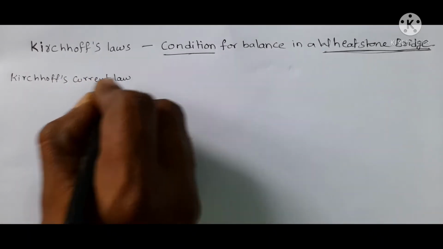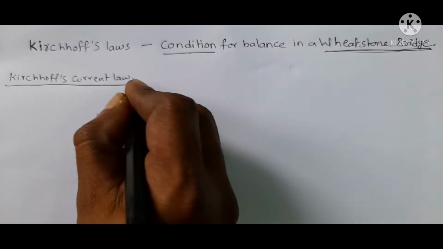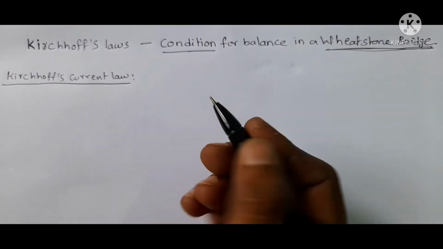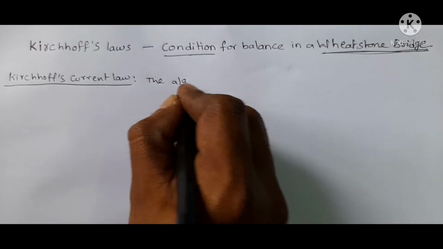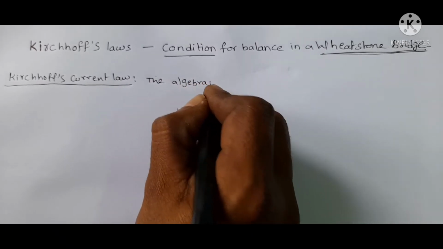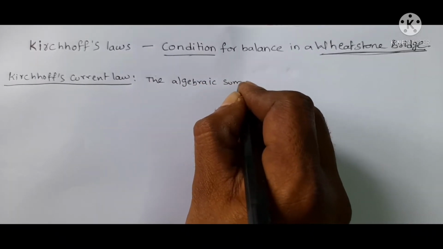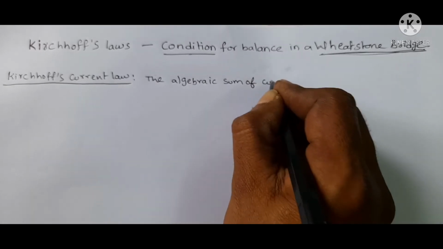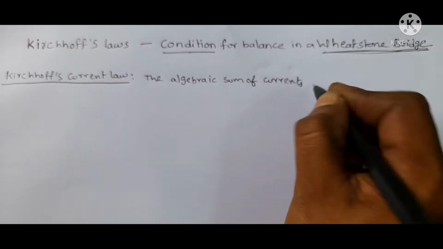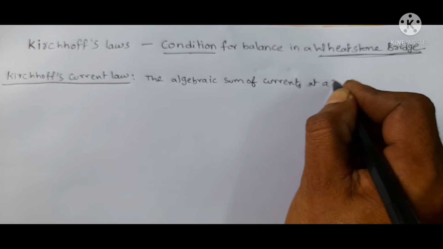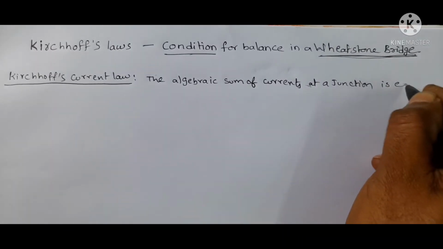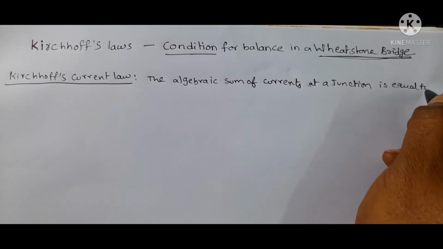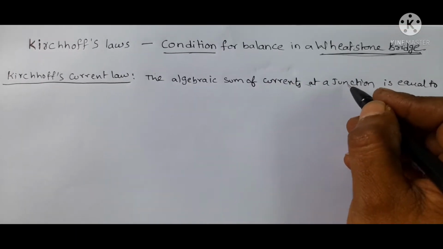So according to this law, the algebraic sum of currents at a junction is equal to 0.